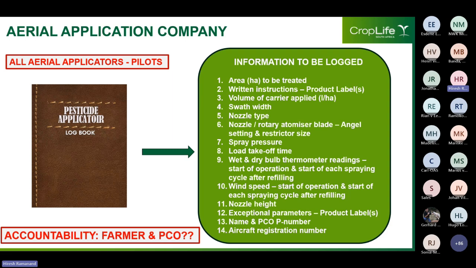angle setting and restrictor size as applicable, the spray pressure, takeoff time for each load, wet and dry bulb thermometer readings to determine relative humidity and ambient temperature at the start of an operation and at the start of each spraying cycle after refilling, wind speed at the start of the operation and at the start of each spraying cycle after refilling, height of the nozzles above target, any exceptional parameters stated on the label, the name and importantly for commercial operations, the pest control operator registration number of the pilot or registered PCO supervisor in the event of an unregistered intern. And finally, the aircraft number.